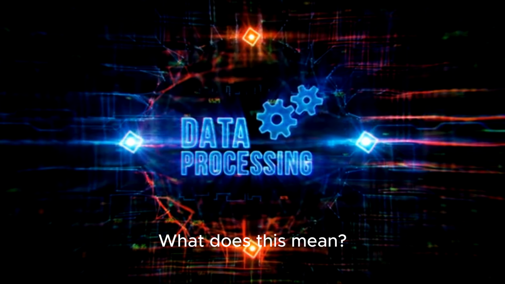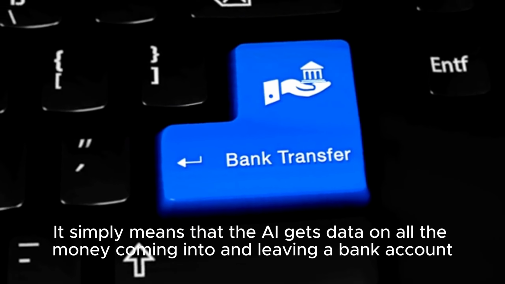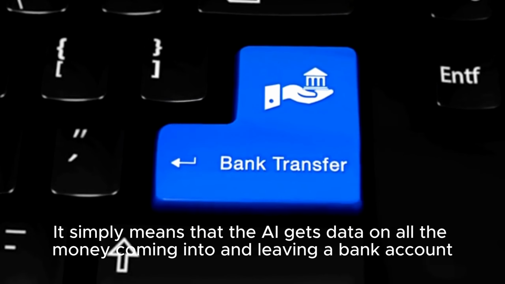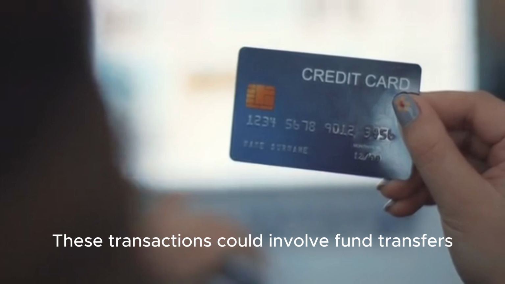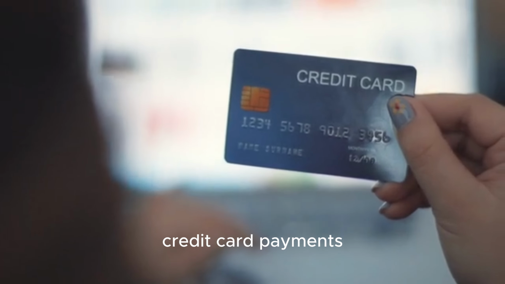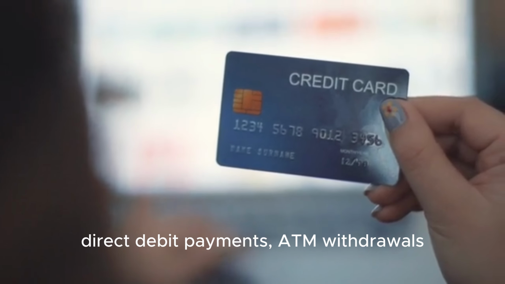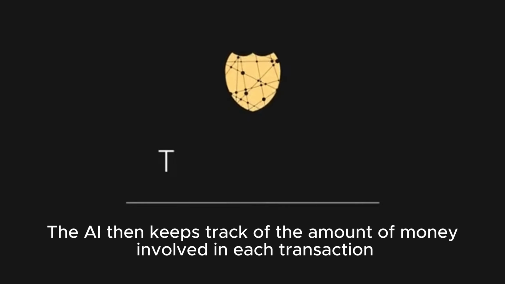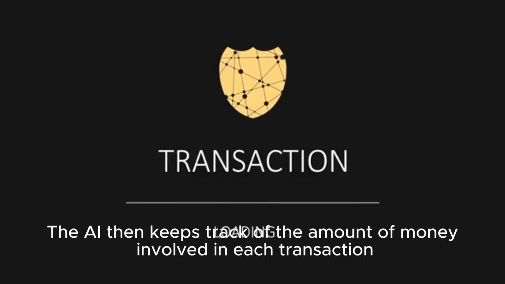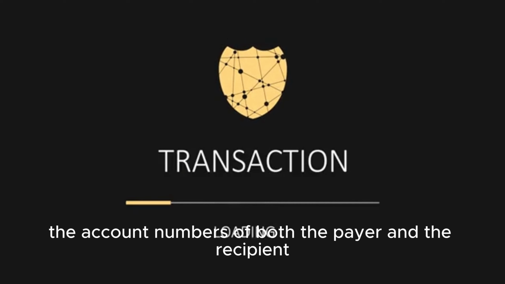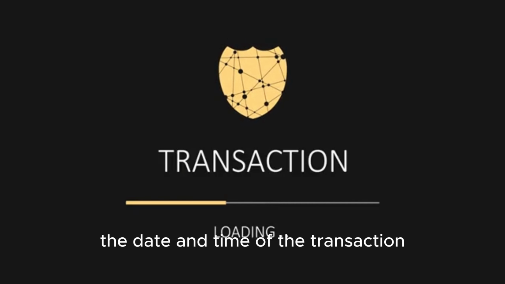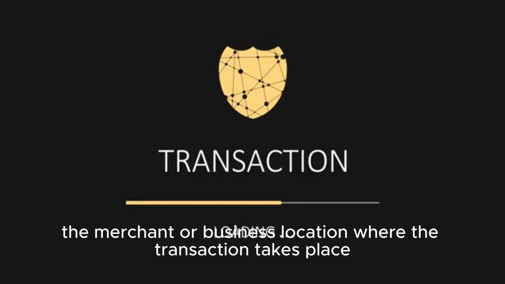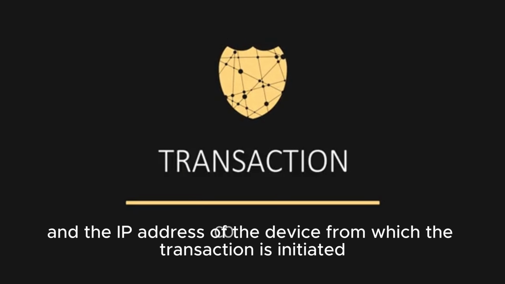What does this mean? It simply means that the AI gets data on all the money coming into and leaving a bank account. These transactions could involve fund transfers, credit card payments, direct debit payments, ATM withdrawals, debit card purchases, and so on. The AI then keeps track of the amount of money involved in each transaction, the account numbers of both the payer and the recipient, the date and time of the transaction, the merchant or business location where the transaction takes place, and the IP address of the device from which the transaction is initiated.